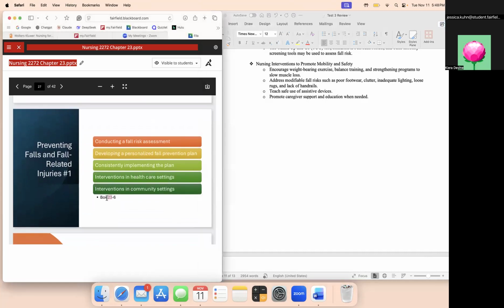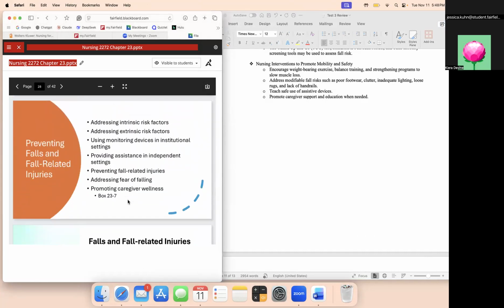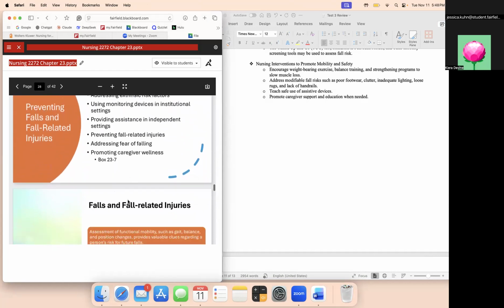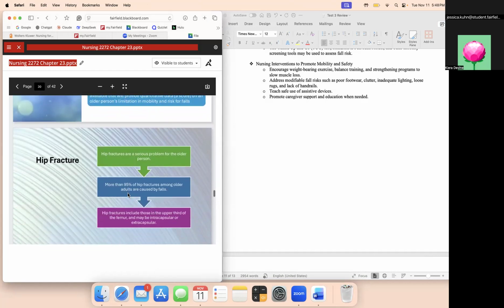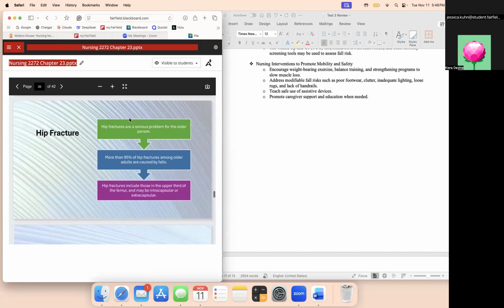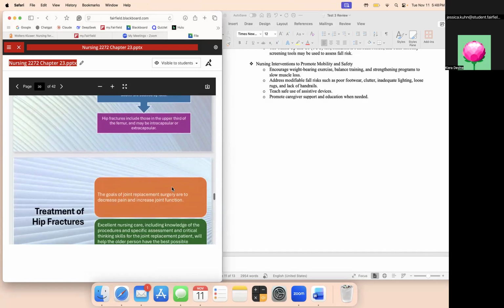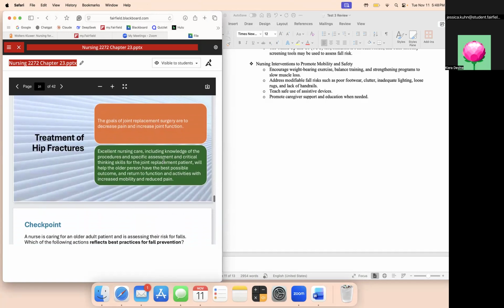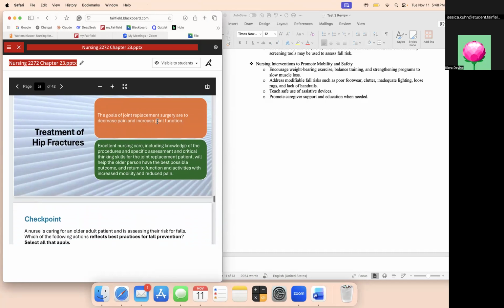Looks like she referenced another box here, addressing the intrinsic and extrinsic risk factors. This is like the cascade of hip fractures. The goal is to joint replacement surgery, which is important to know.